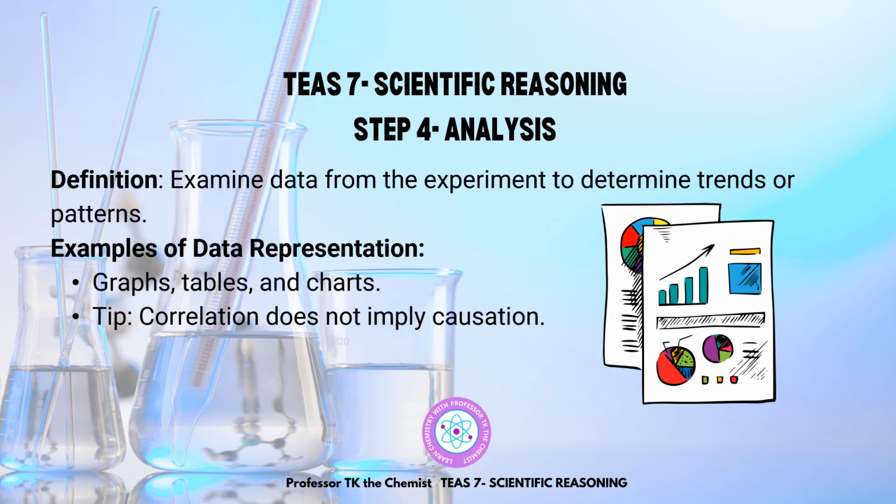Step 4, analysis. You want to be able to examine data from the experiment to determine trends or patterns. Some examples of data representation include graphs, tables, and charts. Here's a quick tip: correlation does not imply causation.